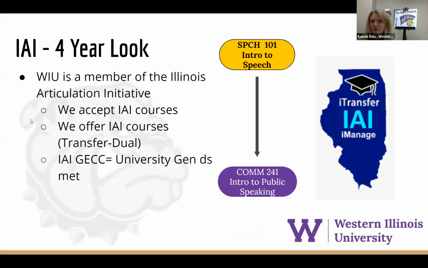Okay. Kind of a little bit more about the Illinois Articulation Initiative, just a 4-year look at it. Western Illinois University is a member of the Illinois Articulation Initiative, and basically what this is, the little infographic there on the right-hand side, it's just basically saying that if a course has an IAI code on it, then if Speech 101 at, say, Blackhawk College comes to Western Illinois University as Communication 241, it basically means it's the same class. It's a match for match class.